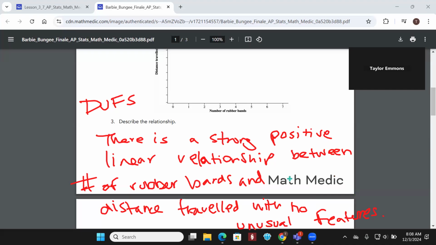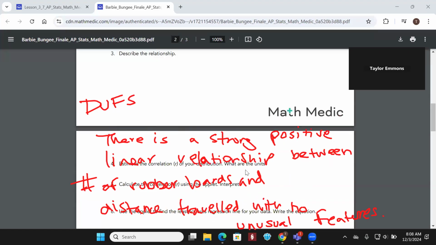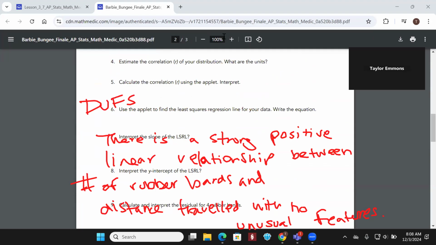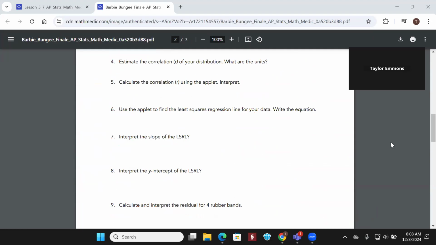Okay, so we're going to estimate the correlation of your distribution. What would you say the estimation is? R equals, is it closer to 1? Closer to 1. So we're going to say it's about 0.98. Now, if you want to say 0.9, whatever, that's fine. Are there any units for R? No. So R is going to equal about 0.98 and no units.